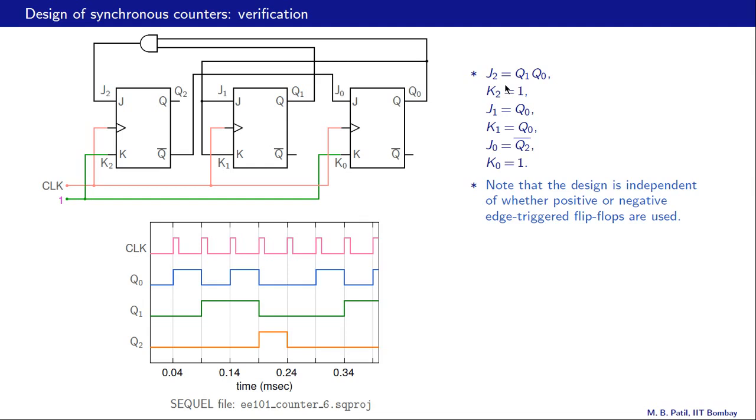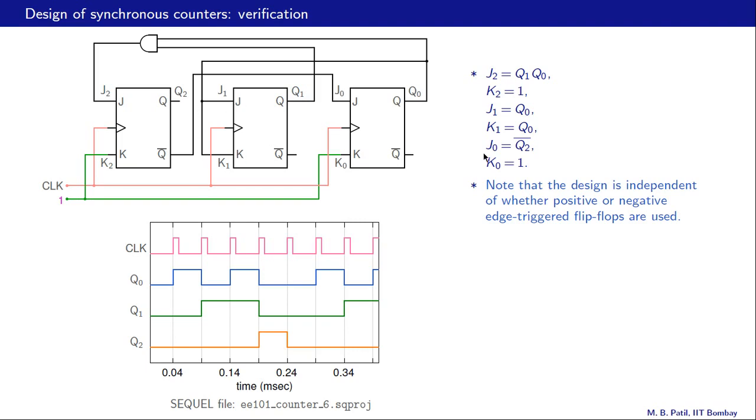J2 is expected to be Q1, Q0. Here is J2 and there is an AND gate here. One input is Q1, the other input is Q0. So J2 is indeed Q1, Q0. K2 should be 1. Here is our K2 and that is tied to 1. J1 should be Q0, that is J1, and that is connected to Q0. K1 is also Q0. J1 and K1 are tied together.